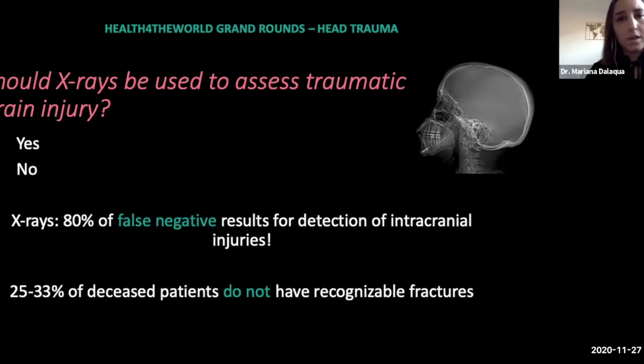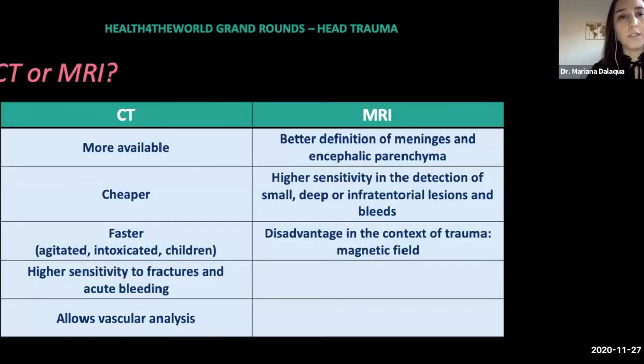I'm going to comment a little bit on MRI afterwards, but as you know, CT has some important advantages in this context. So CT or MRI? CT is more available, cheaper, and faster, because many times the patient has hypoxia. Hypoxia leads to an agitated patient, or sometimes the patient is already intoxicated with alcohol or drugs, and it's always a faster method for children as well. It has a higher sensitivity to fractures and acute bleeding, and it also allows vascular analysis with CTA, okay?